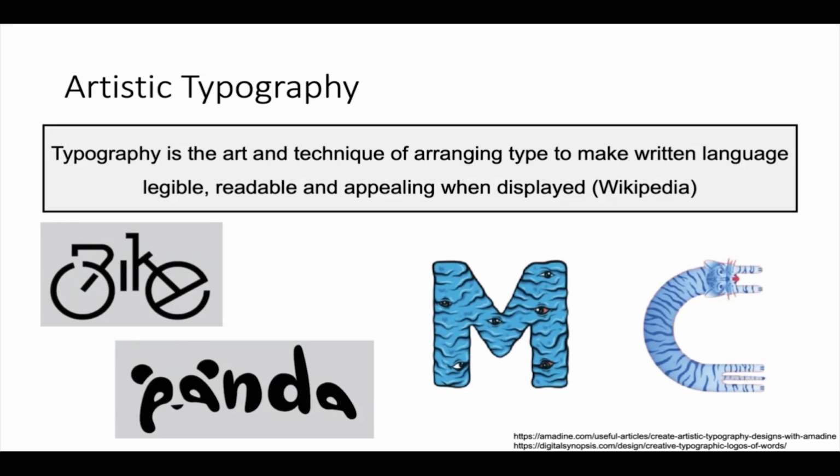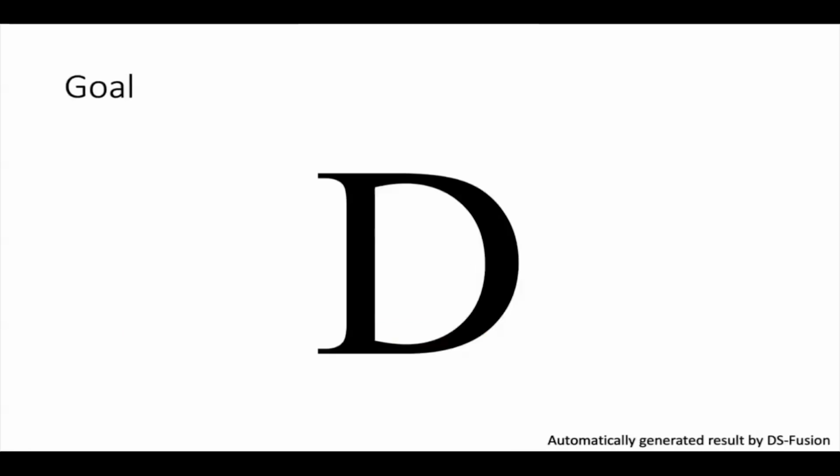Wikipedia defines typography as the art and technique of arranging type to make written language legible, readable, and appealing when displayed. While human artists are able to produce stunning typographies that incorporate semantics into fonts very creatively, as shown by the few examples on screen, doing so automatically proves to have many challenges.